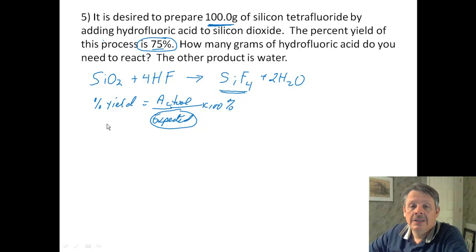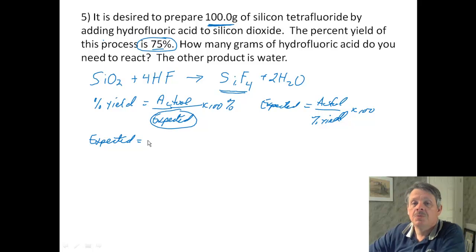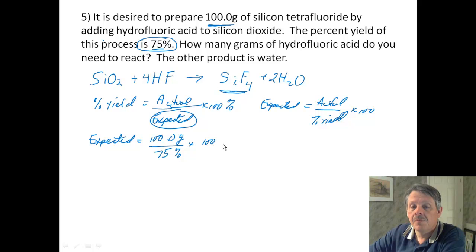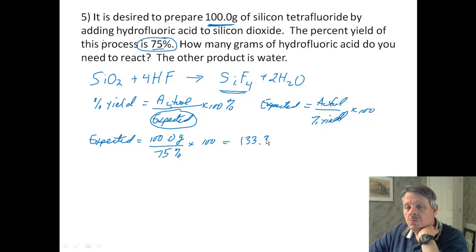All right, it's actually very easy. If you just multiply both sides by expected and divide both sides by percent yield, then you end up with this equation. Expected is equal to actual divided by percent yield times 100%. So let's see what that gives us. Your expected is what we don't know. That's what we're trying to calculate. And our actual, we know, is 100 grams. And we know that our percent yield is 75%. We're going to multiply by 100%. And that will give us 133.3 repeating grams. And that is how much silicon tetrafluoride we have to try to produce.